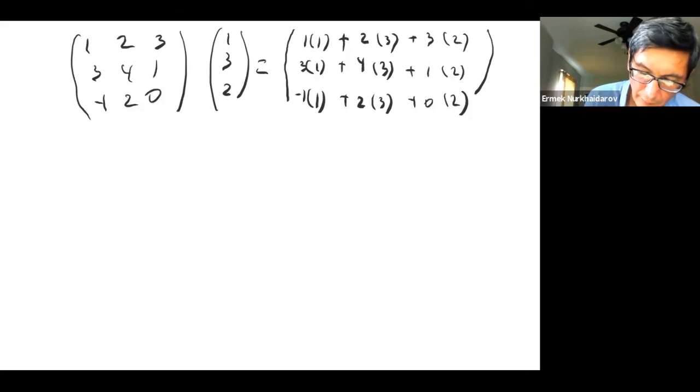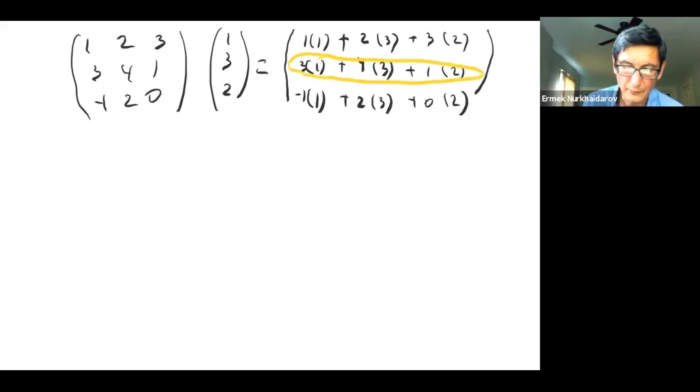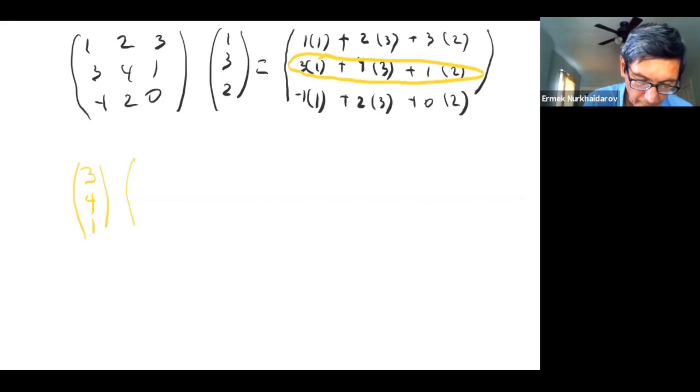Okay. If I want, for example, here, look at, say, the second column, second row. How did I get the second row? So that is 3, 4, 1 multiplied by 1. So that's exactly what it's reading here. 3 times 1 plus 4 times 3 plus 1 times 2.